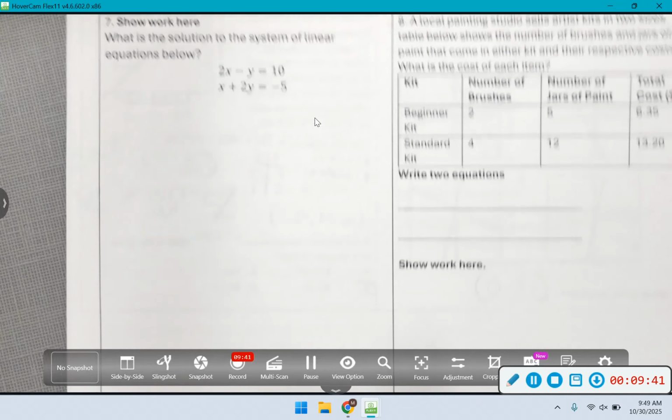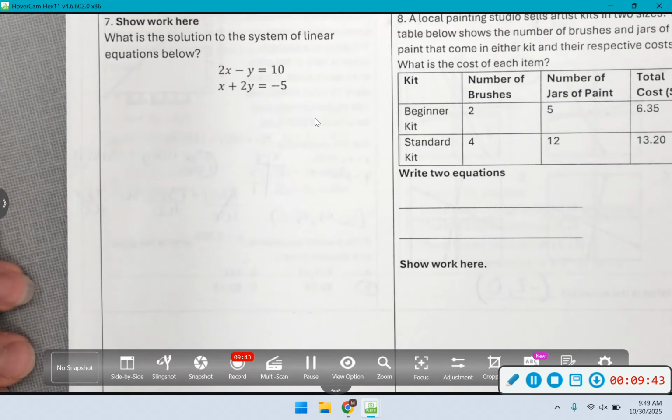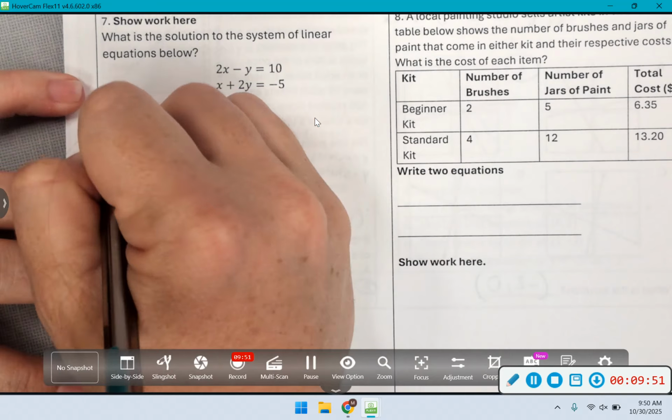So again, number 7 we can solve any way we want. You can do substitution. Well, it's not set up for substitution, but you could. You could also do elimination. However, I'm going to solve for y and do graphing. So I'm going to rewrite my equations.